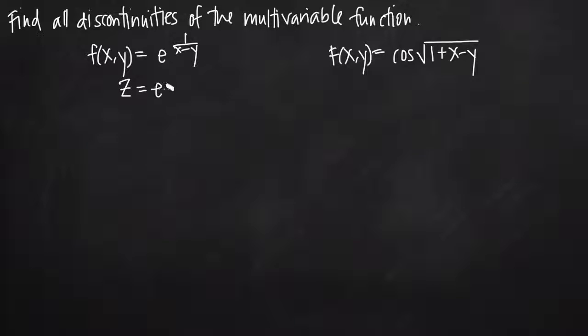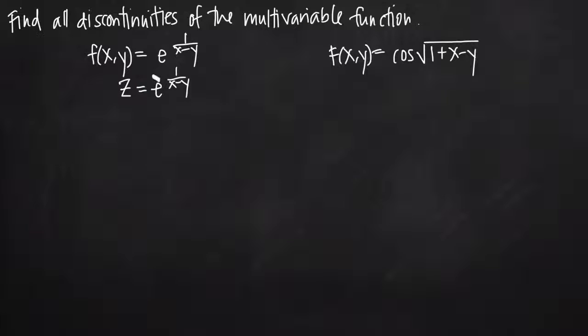z is equal to e to the 1 over x minus y, right? Those are the same thing. We have a function for z defined in terms of two variables, x and y. And remember, we're just looking for points where this function will be discontinuous in its domain. We can work our way through each of the pieces of the function.